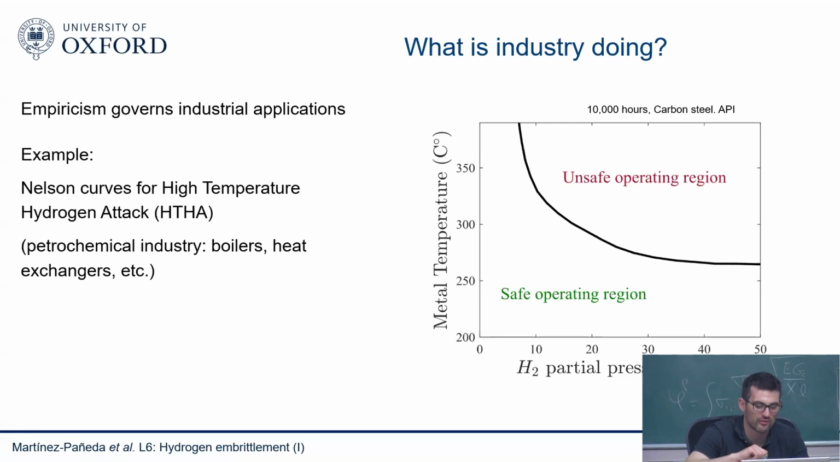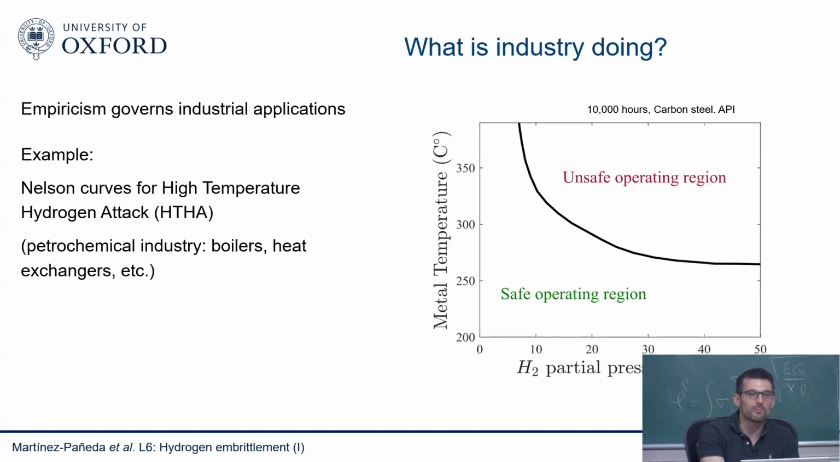So the petrochemical industry will store hydrogen at a given temperature and pressure. And they have these Nelson curves. This is for 10,000 hours for carbon steels. So if you are operating at a temperature and pressure that is below this black line, you are in a safe operating regime. If you are above, then you are not in a safe operating region. And you may wonder how is industry actually creating those lines? Because if we don't know anything about hydrogen, how does industry decide that this is a safe condition and this is not a safe condition?